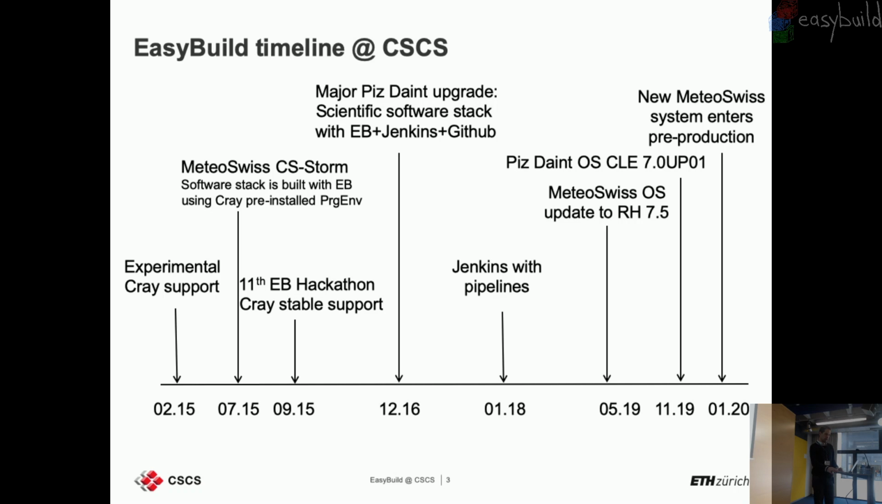And in 2019, we went through an update of the MeteoSwiss system to Red Hat 7.5, still implementing the recipes with EasyBuild. And at the end of last year, a major operating system update of the Cray system Piz Daint to the Cray Linux Environment 7.0 UP01. Finally, in January this year, 2020, we had a new MeteoSwiss system that started pre-production at CSCS. For this one, we had to implement a manual hierarchical module system because we couldn't unfortunately have Lmod in place.